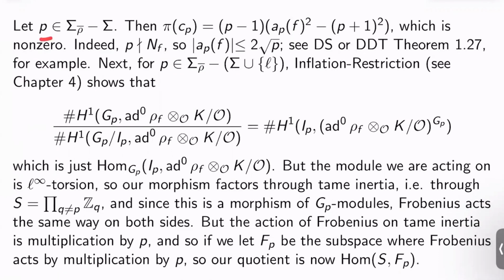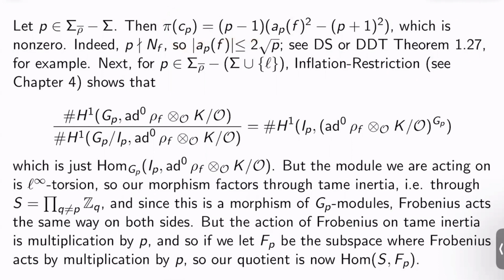We'll let P be a prime in sigma rho bar minus sigma. Then, by definition, pi of CP is P minus 1 times quantity APF squared minus P plus 1 squared. And this has to be non-zero because P divides NF, the level of F. And so the magnitude of APF is at most 2 root P. This is proven in Diamond and Shurman. It's also proven in the Diamond-Darmon-Taylor notes, Theorem 1.27, just for example.